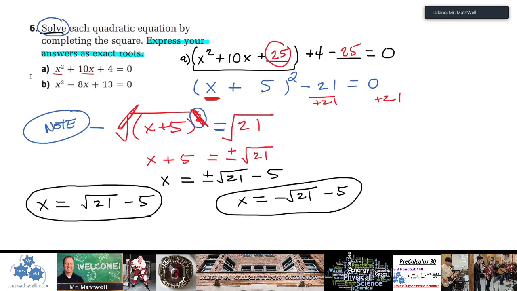So that's number 6A. I would encourage you now, I want you guys to try 6B. Okay? So try 6B on your own, and then I'll show you the answer in a minute. I'm going to erase this, so make sure you've got this copied down. But try 6B now on your own, and let's see if we can get the same answer.